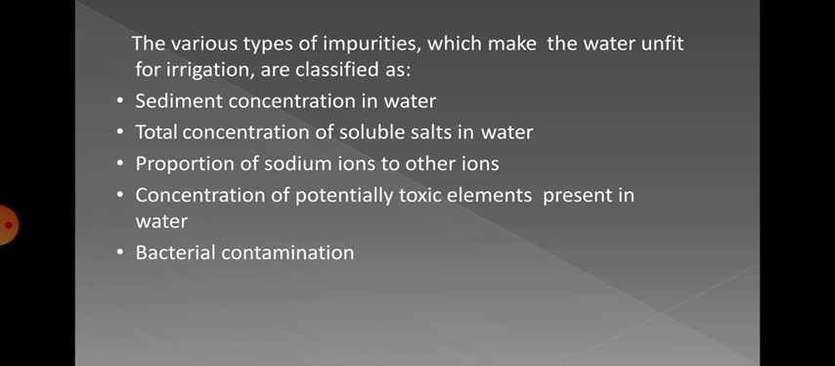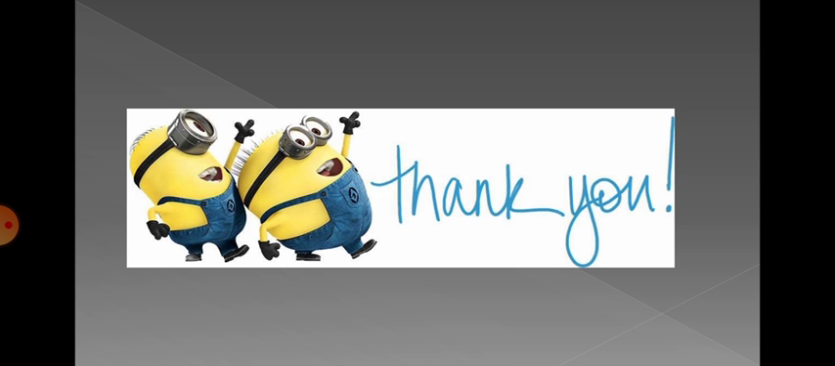The various types of impurities which make the water unfit for irrigation are classified as sediment concentration in water, total concentration of soluble salts in water, proportion of sodium ions to the other ions, concentration of potentially toxic elements present in water, and bacterial contamination.